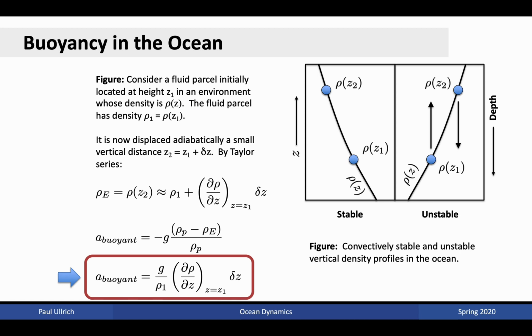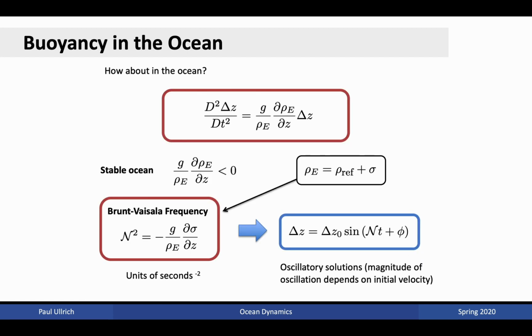Alright, consider now how the acceleration of the fluid parcel will be affected by vertical variations in density. Since we know that the buoyant acceleration is equal to minus g times the difference between the density of the fluid parcel and the density of the environment, we can use a Taylor series expansion to show that the buoyant acceleration experienced for a fluid parcel displaced by a distance delta z from its initial location is given by the equation on the bottom. Taking this and plugging it in to our second order differential equation for the displacement delta z then gives the expression on the top.